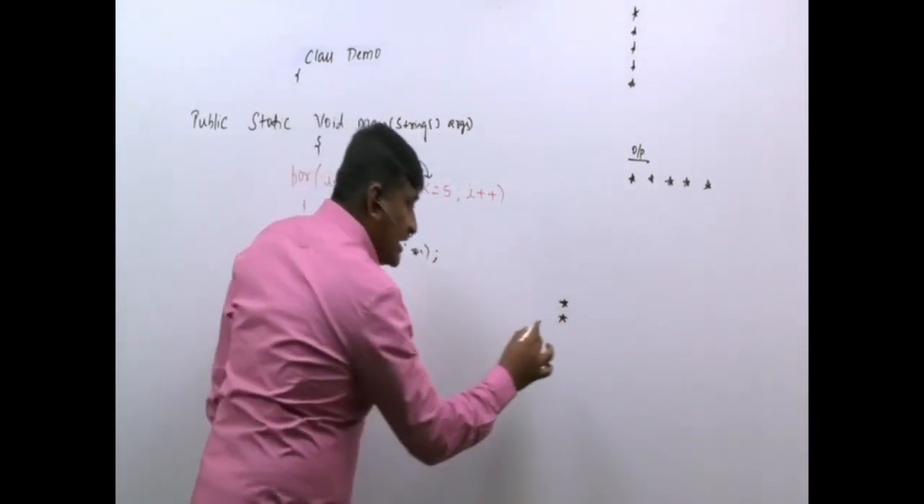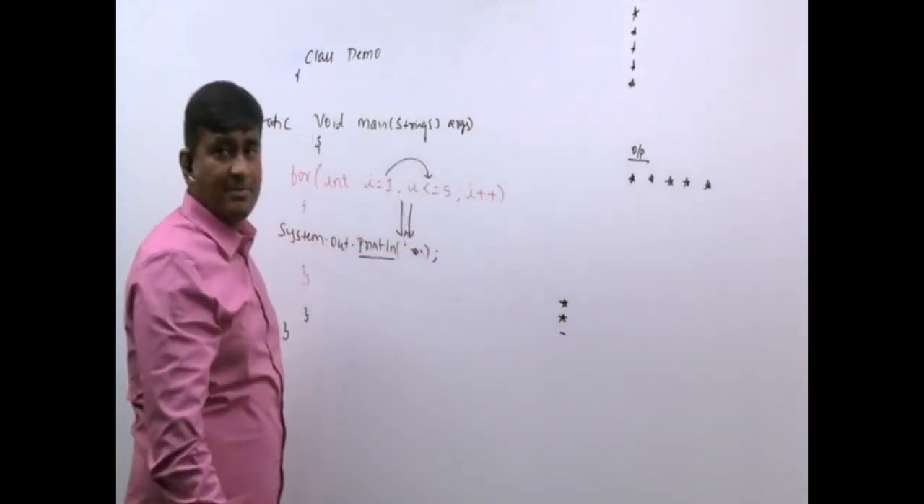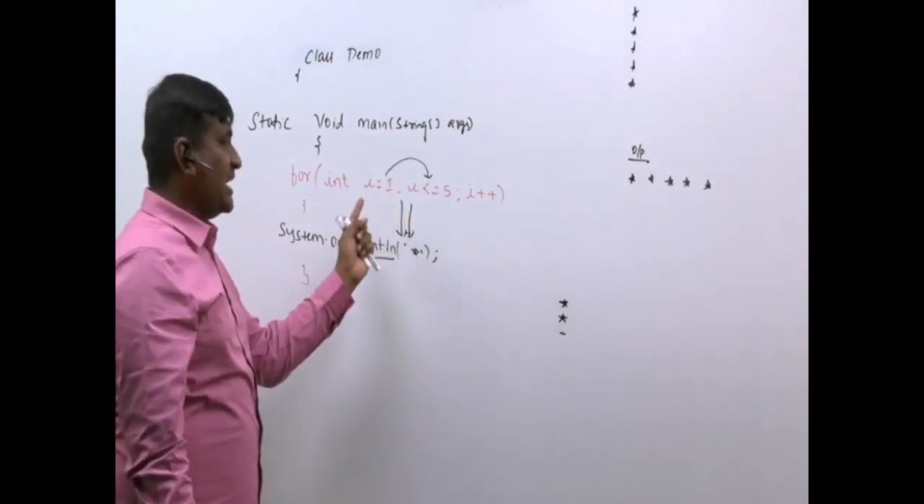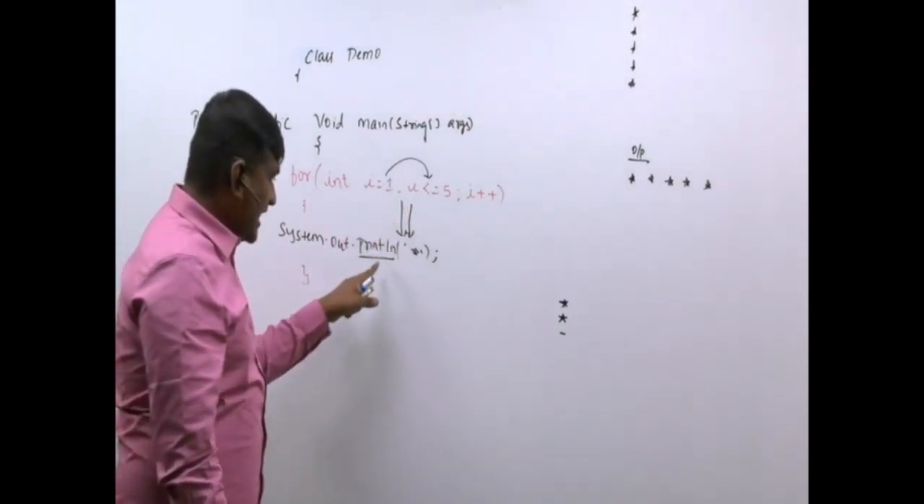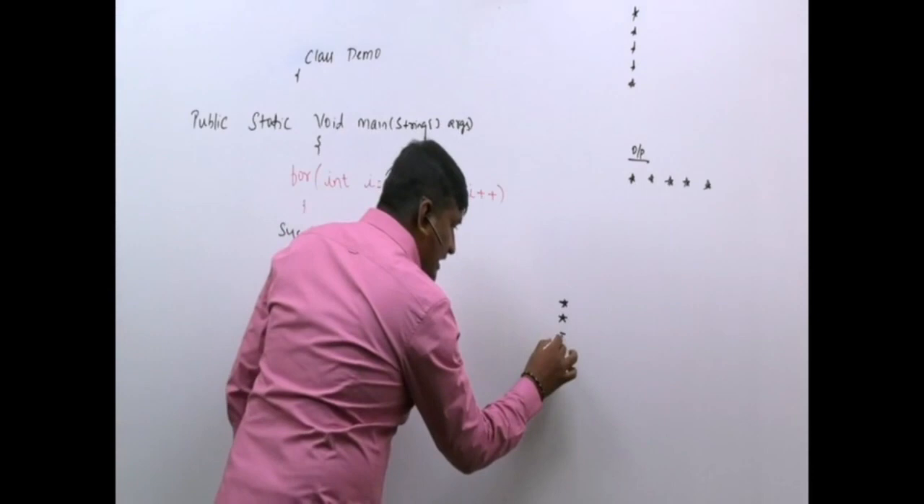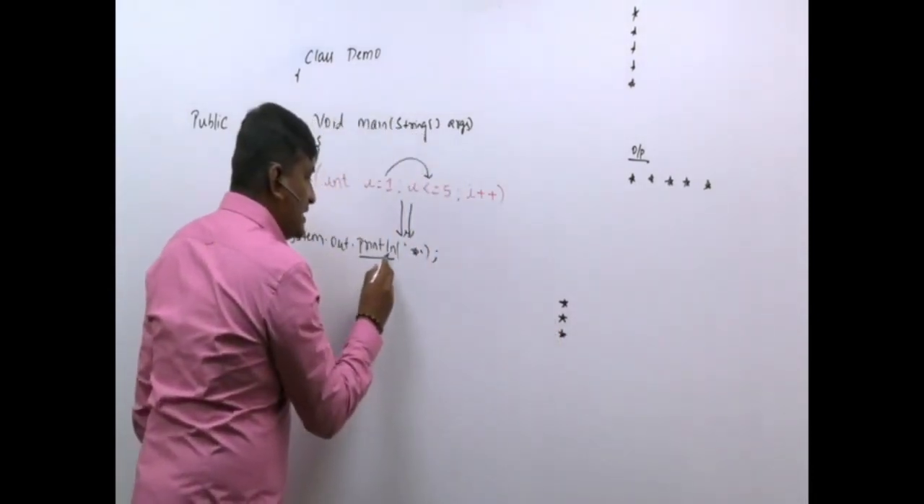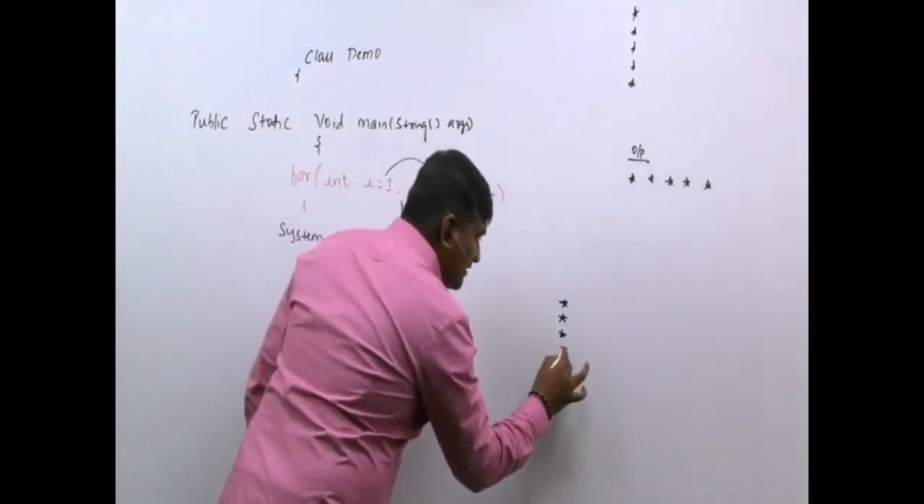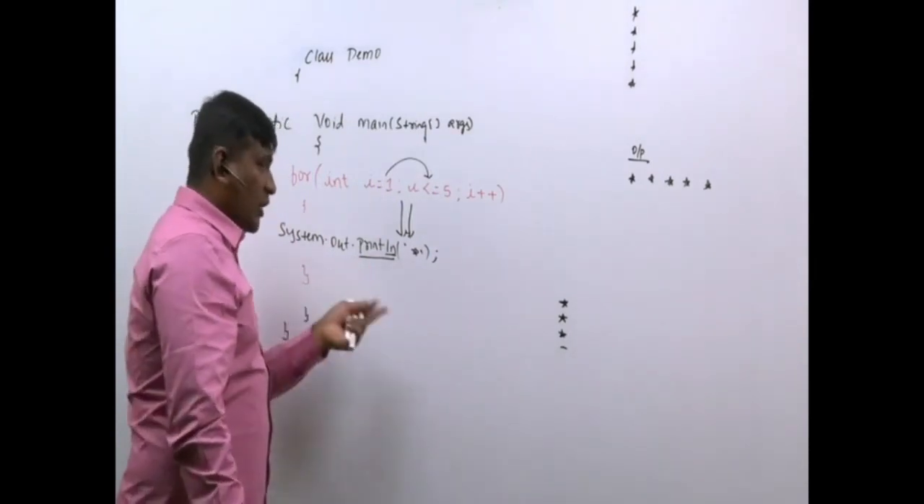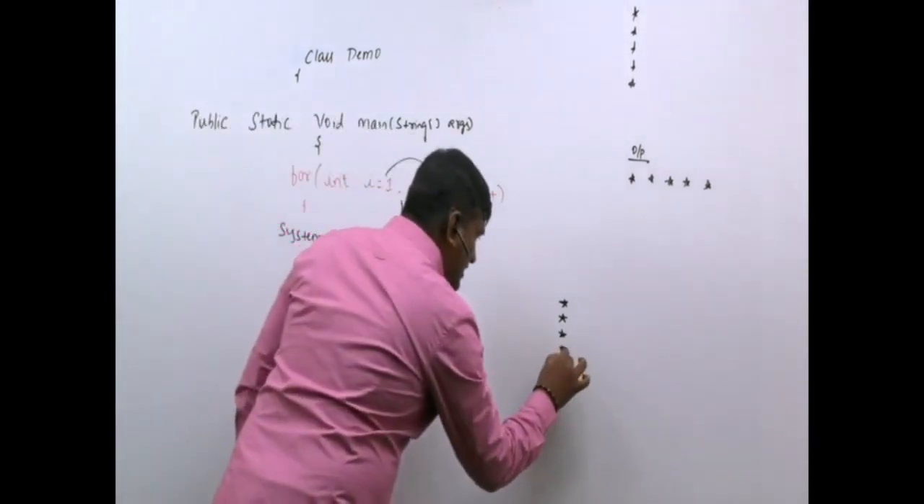After displaying, immediately the cursor will go to what? Next line. After that, again increment, I becomes 3. Is 3 less than or equal to 5? Yes, come inside. Again display star. So the cursor is here, it will display star. After displaying, since you are using println, the cursor will go to what? Next line. Like that, totally how many stars will get displayed? 5 stars will get displayed.